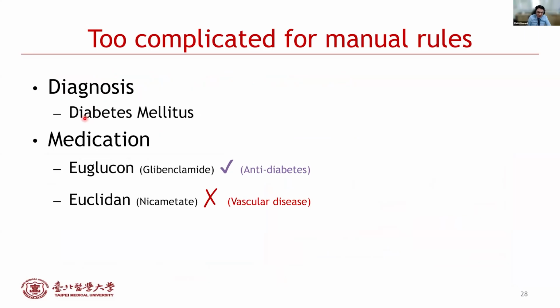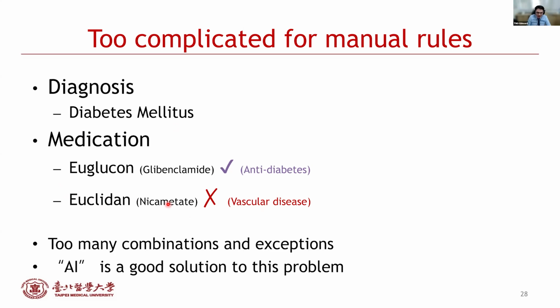For example, if the patient has a diagnosis of diabetes, and the physician orders the medication, say glucose and euclidine, you can see the drug names are very similar. The first drug is used to treat diabetes, and the second is used to treat vascular disease. So the second drug is not good for diabetes because we will not use this drug to treat diabetes. But if you want to create the rules, you need to create more than 100 million rules. Even if you could create them, it is impossible to implement these rules in a hospital because it will take much time, and when the physician orders the drug, it will cause delay. So there are too many combinations and exceptions.